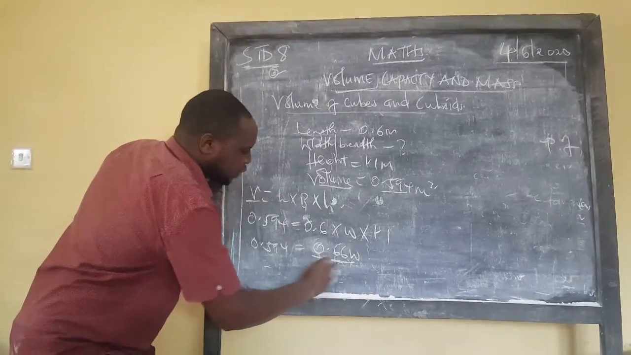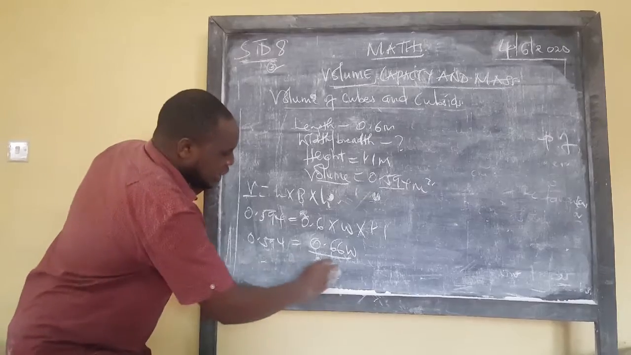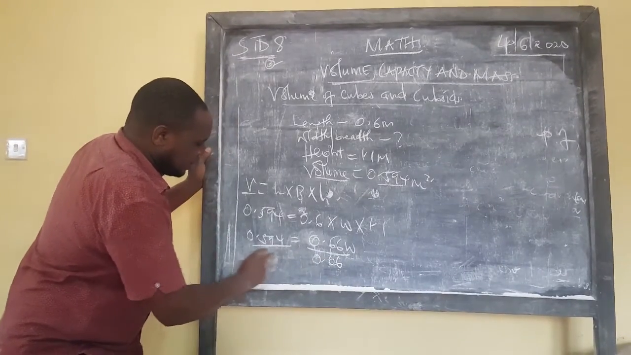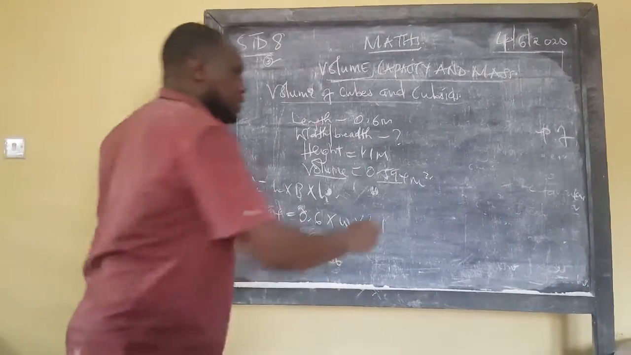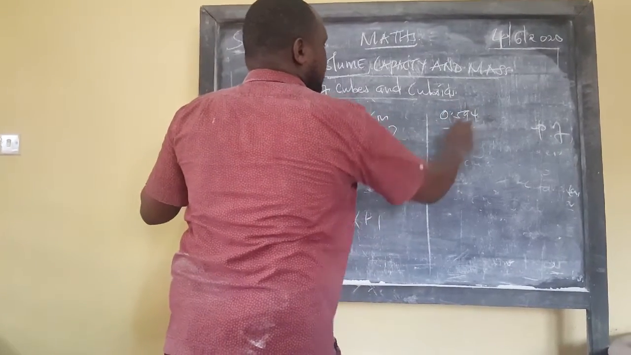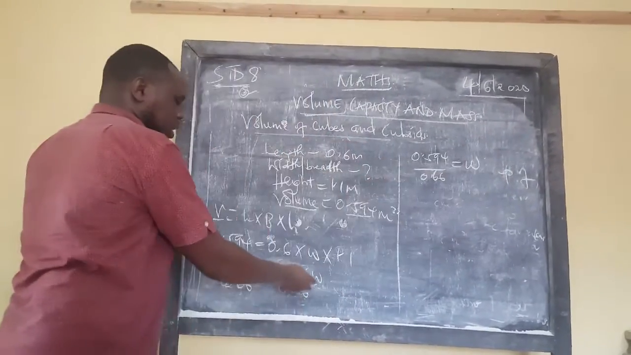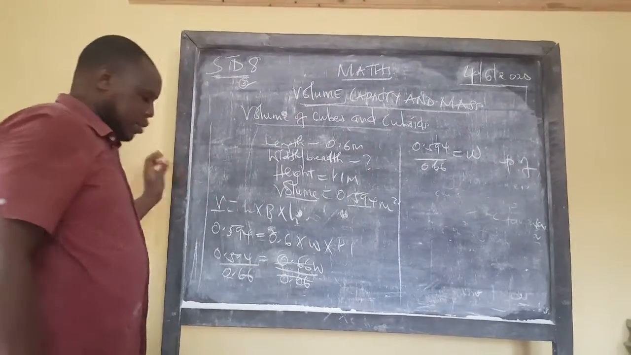So we don't want 0.66 W, we want 1 W. So you divide by the coefficient of W. Coefficient is the number that appears before the W, over 0.66. So in this case, you will have 0.594 over 0.66 is equal to W. Here in this case, we remain with W on that side alone.